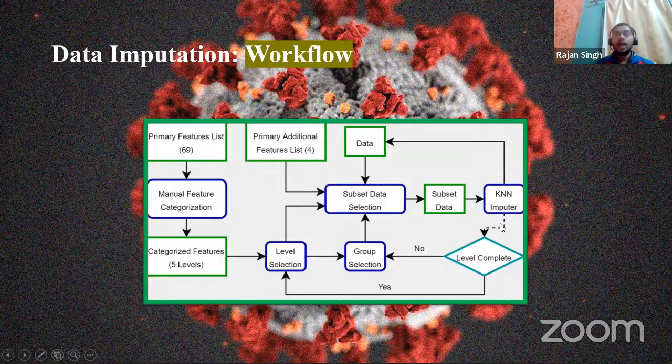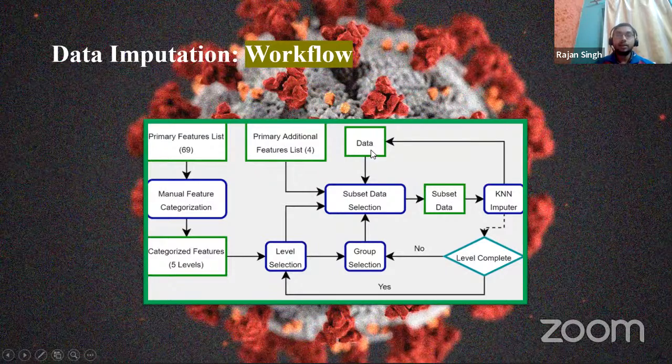imputer, and we checked if the particular level, all the groups were complete or not. If it completed, then we selected the next level. If it was not, then we selected the next group. And recursively, we selected the subset data, and we recursively filled the data until the complete data set was filled. So this was our data imputation technique.